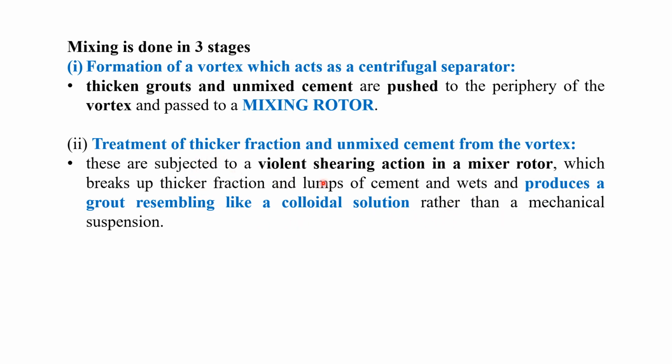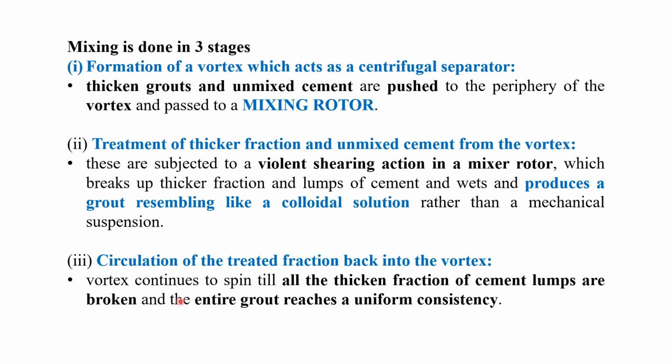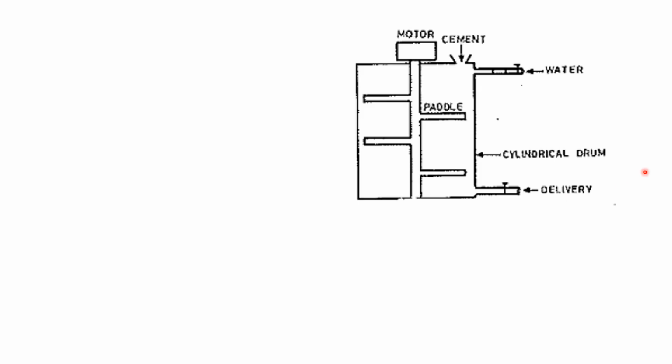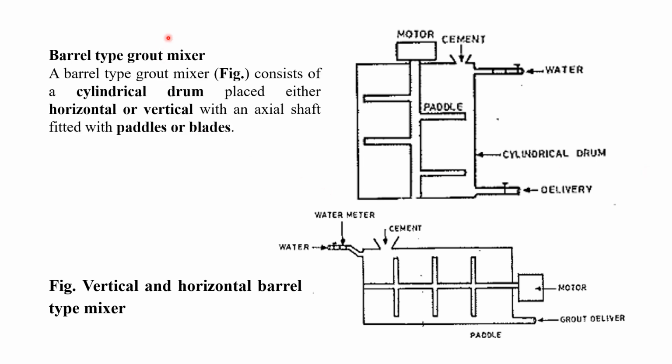So the thicker materials are going to be broken in the mixing rotor. So this is the second stage, and the third stage in mixing is circulation of the treated fraction back into the vortex. The vortex continues to spin till all the thickened fractions of cement lumps are broken and the entire grout reaches a uniform consistency. So these are the 3 stages of mixing. You can see the different types of mixers are there. So the first one is the barrel type mixer.